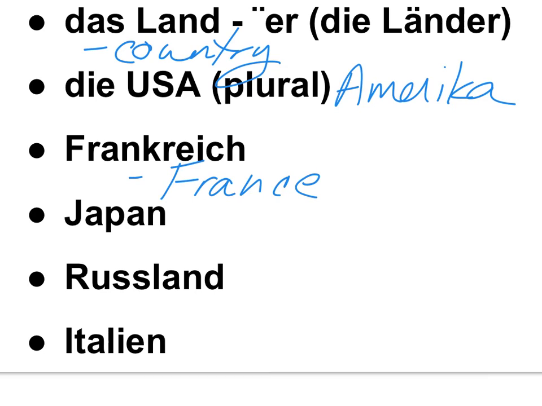Say it like a German. Japan. All right, I'm not even going to rewrite it. You got that one. Try the next one. Russland. Russia. All right, next one you've seen as well. Try that one. Italian. And what's that one? Italy.